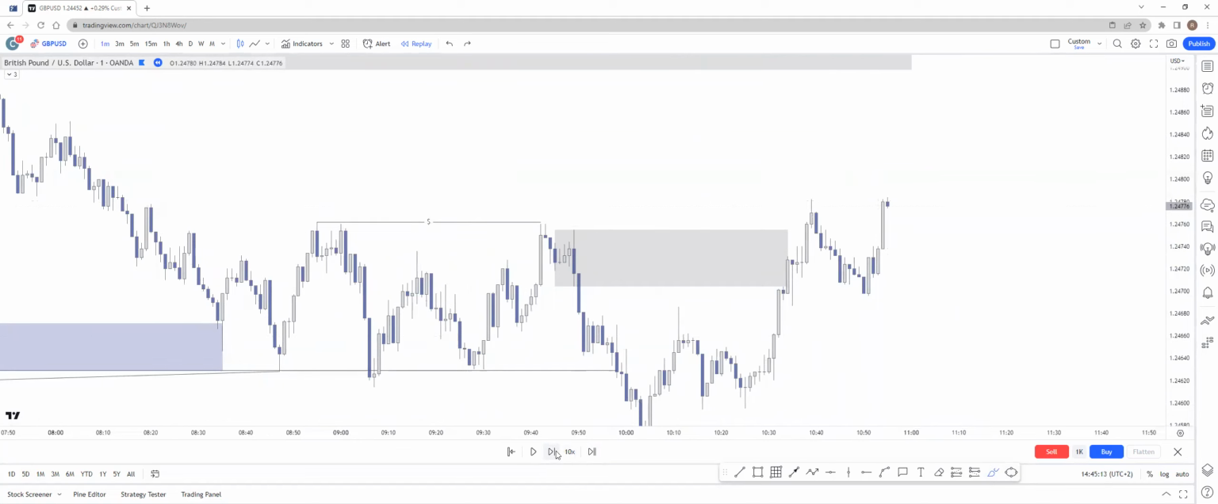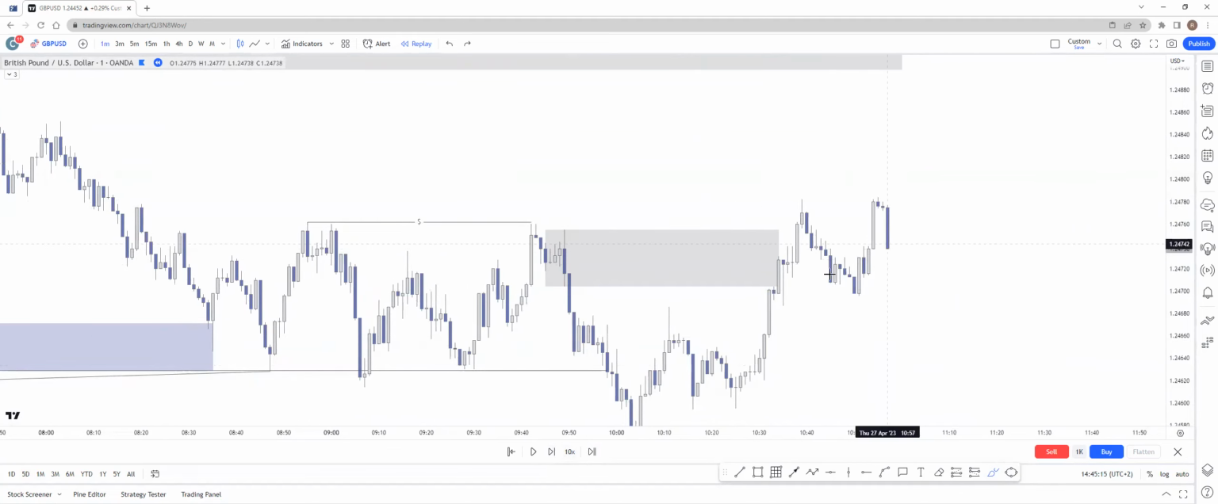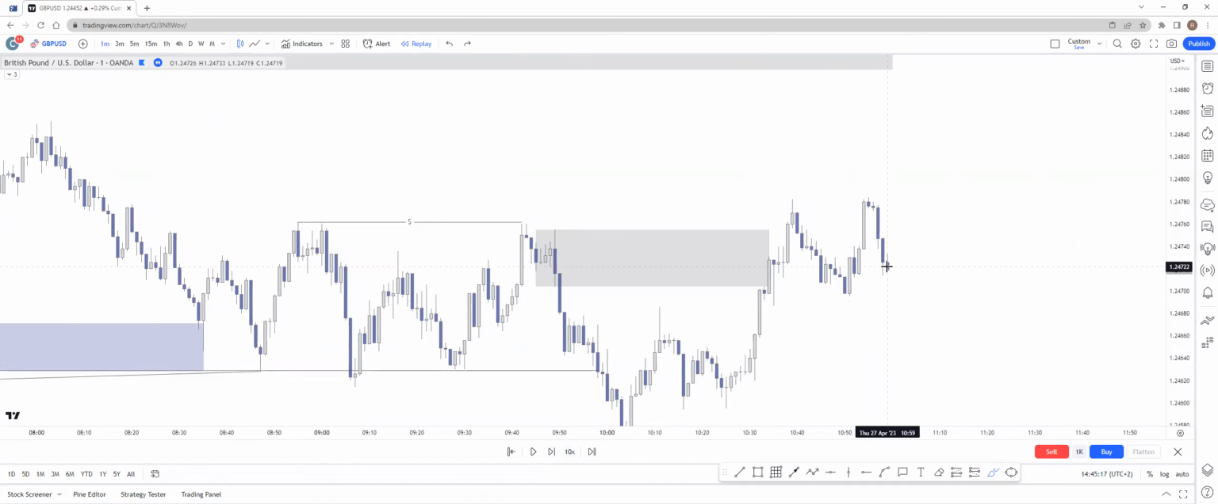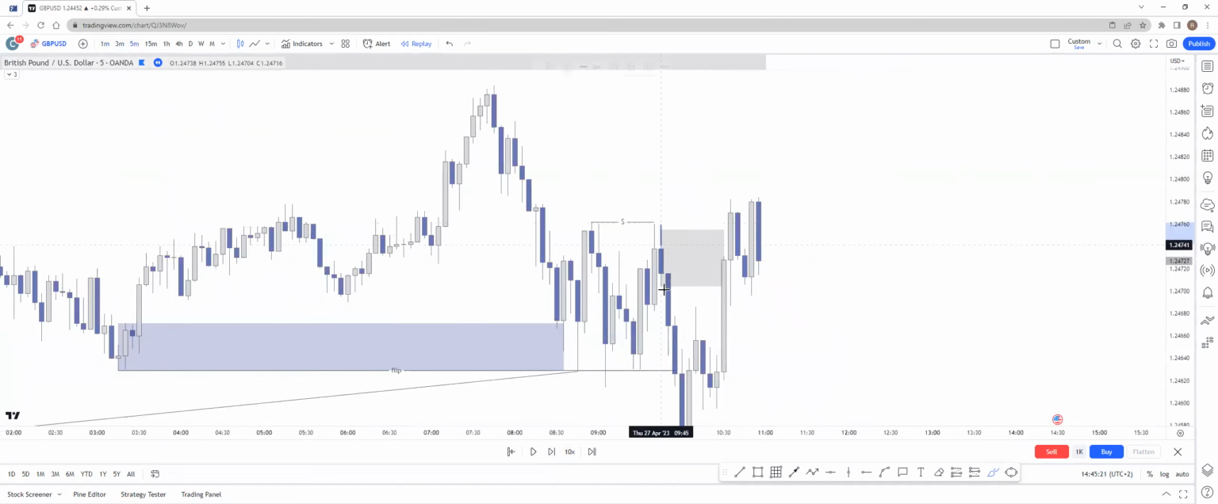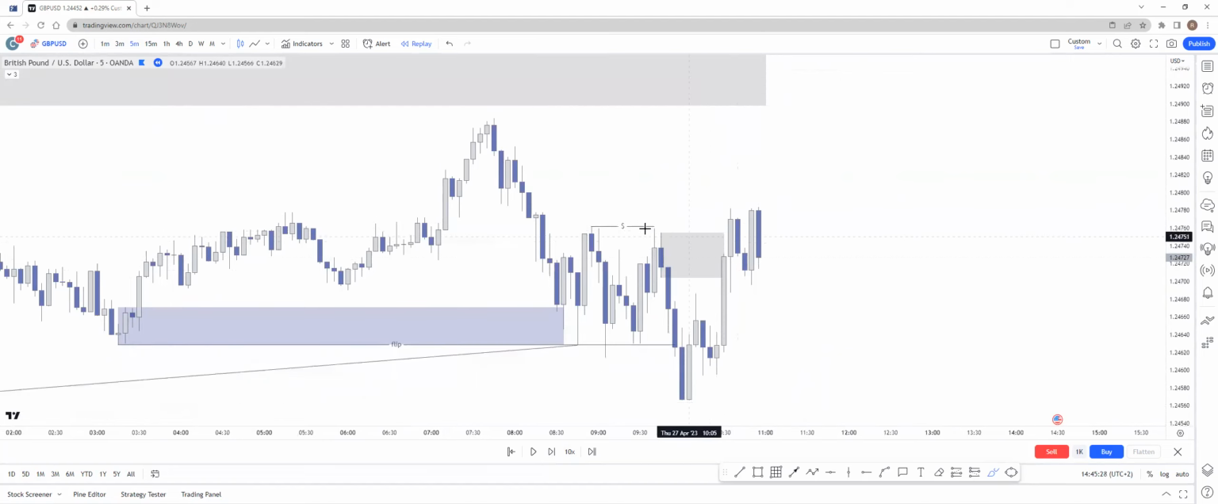Well, the thing is, let me check the higher time frame. The thing is, 5-minute candles closed above. So this scenario, these 5-minute candles are not the thing that I wanted to see.